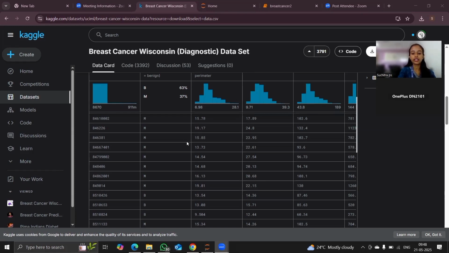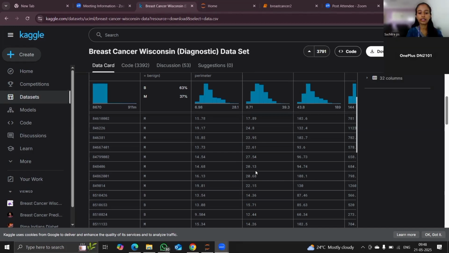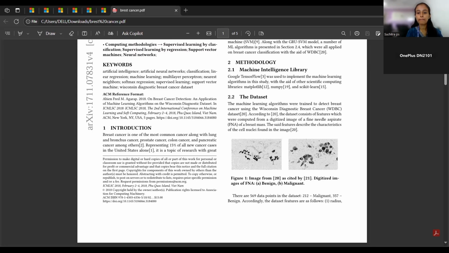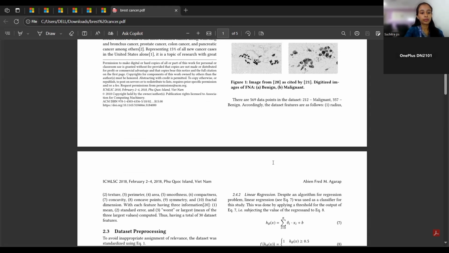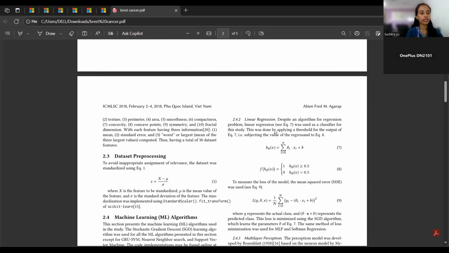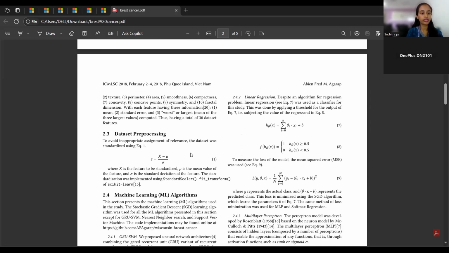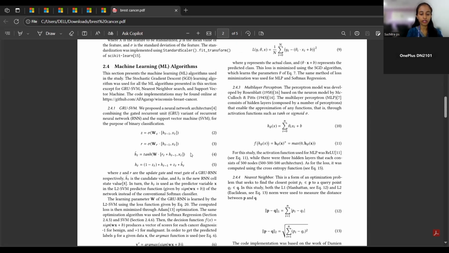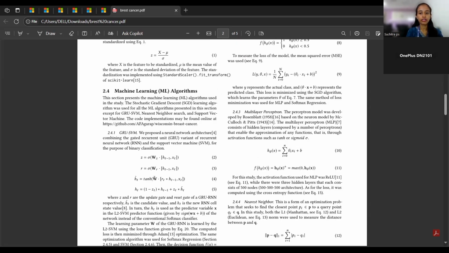Next, let us discuss the ML models this research paper contains. Machine learning models are evaluated in this research paper. They used 6 ML algorithms. The first one is GRU SVM.